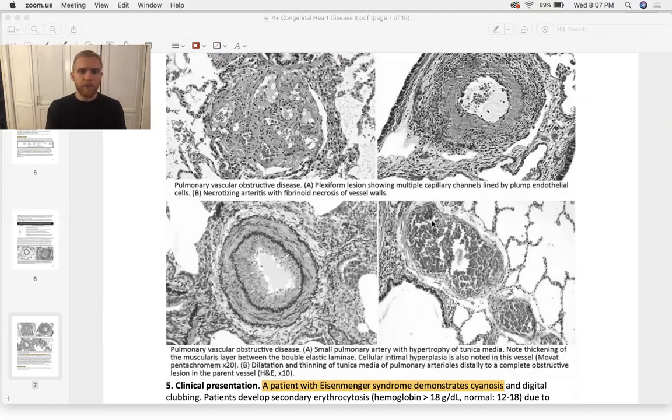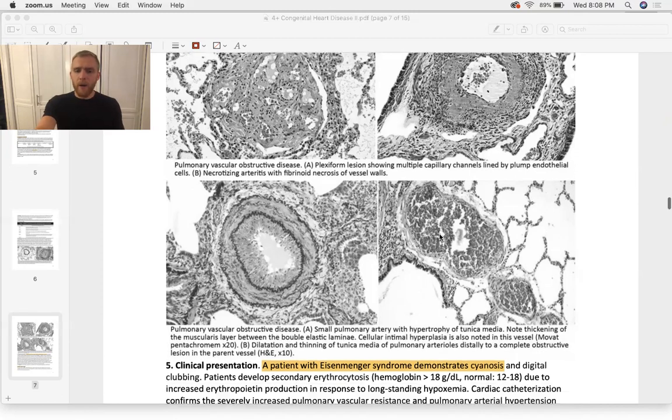On the bottom left, we see more hyperplasia, and we even see a hyperplasia of the tunica media in between the two elastic lamina here. And then finally on the bottom right, we see a thrombus, which is this red material occluding the interior of the lumen of this artery.